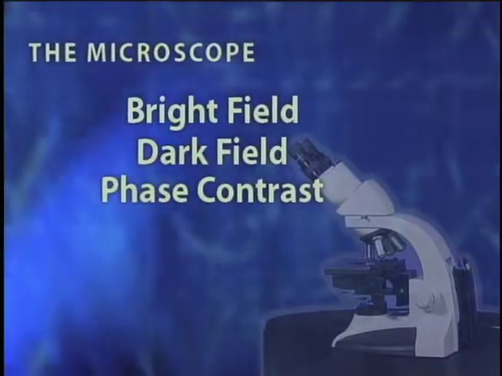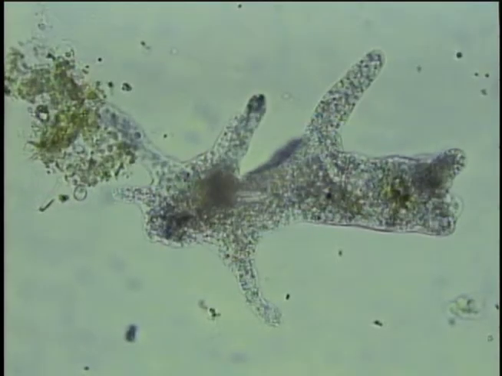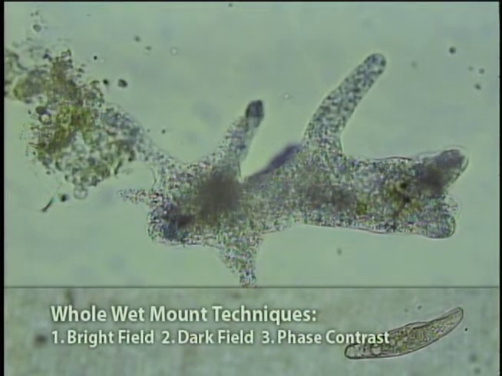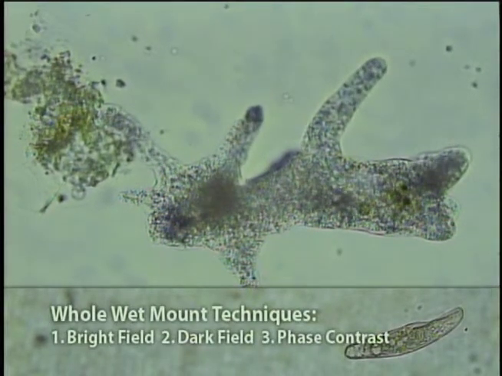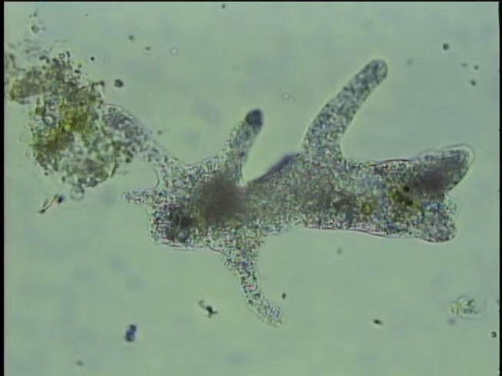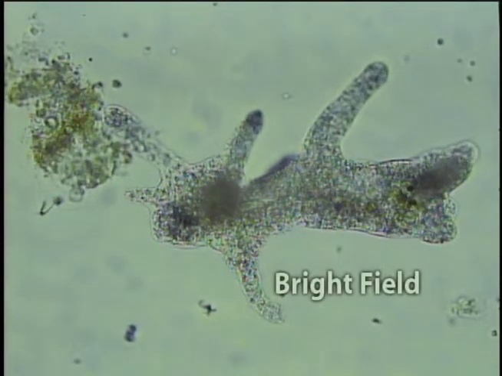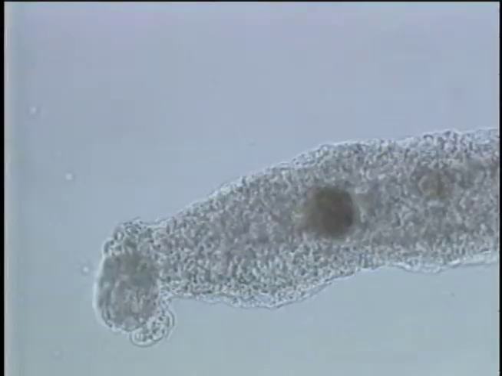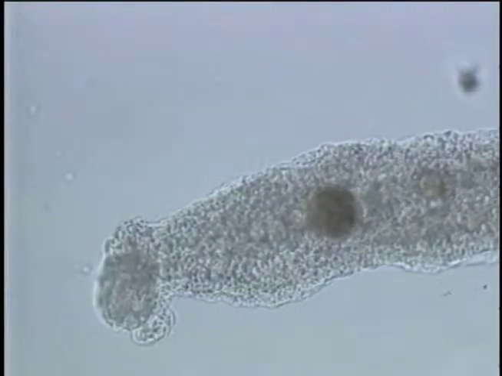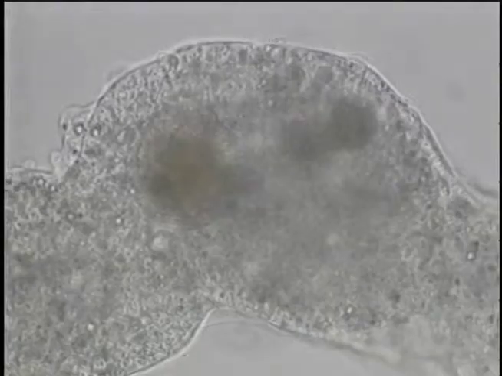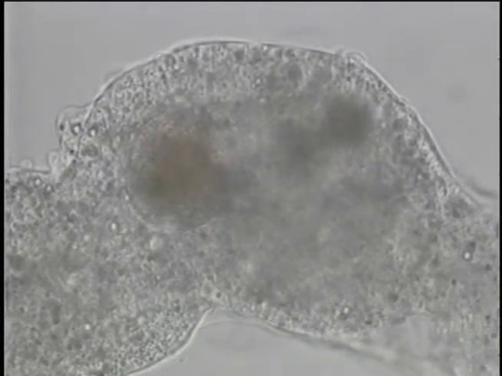This section will observe a whole wet mount preparation using 3 different techniques: bright field, dark field, and phase contrast. The first of these, bright field microscopy, is the form used in beginning biology courses. In bright field microscopy, the specimen appears dark against a bright background or field.